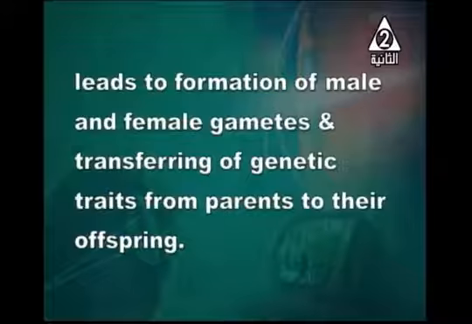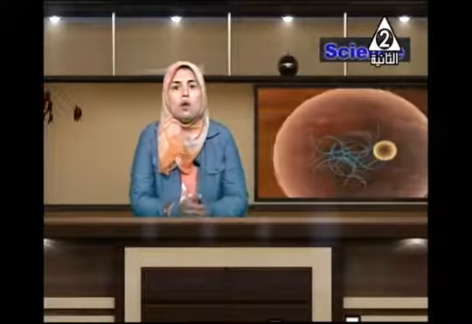This division occurs mainly in the reproductive cells in the body of animals or humans or in the plant cell, mainly in the reproductive cells of all living organisms. The aims of this division: number one, formation of gametes, which are the male gamete and the female gamete. Also, transferring of the genetic traits from the mother and father to their offspring.